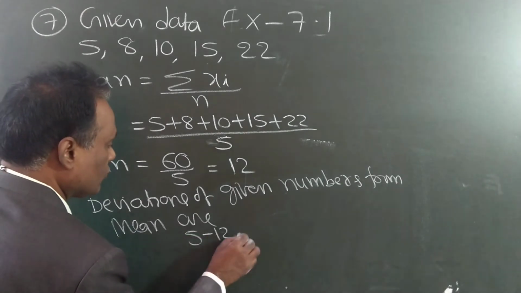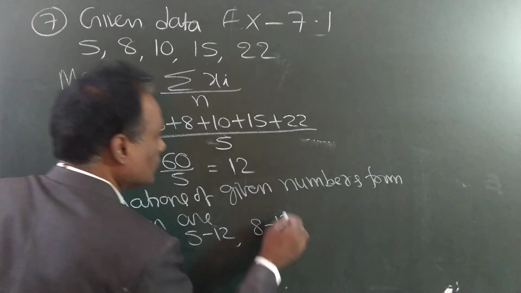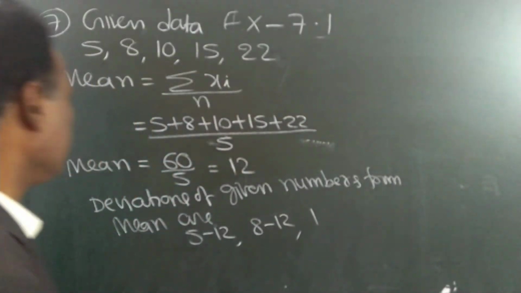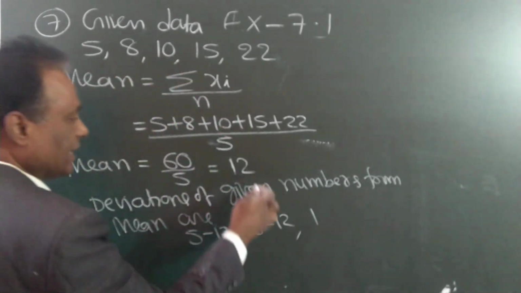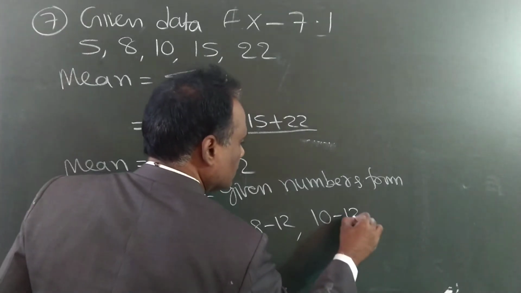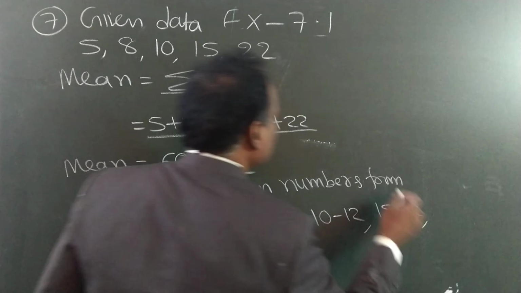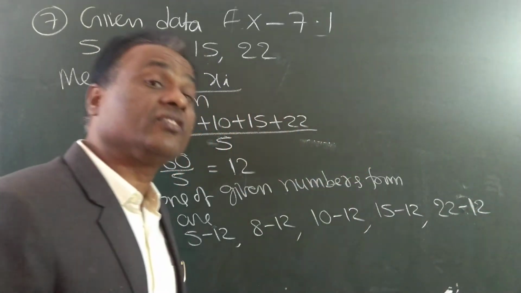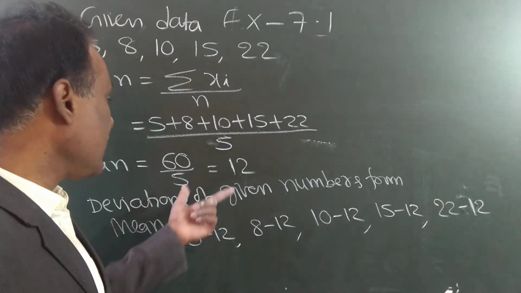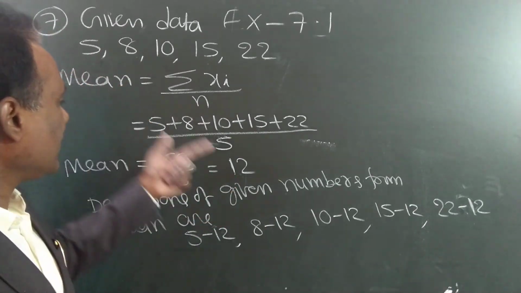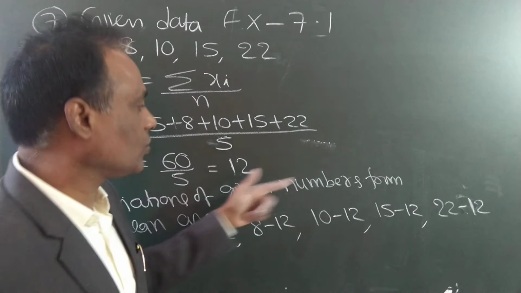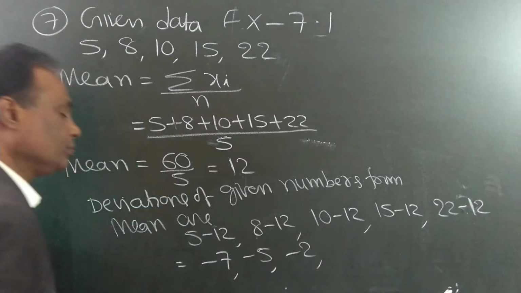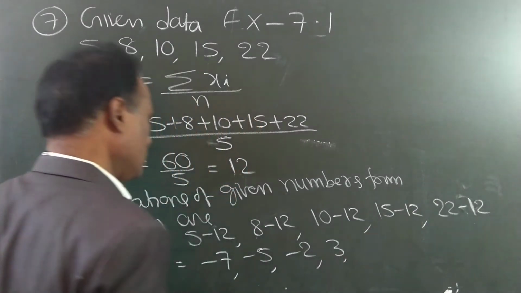See here. 5 minus 12. 8 minus 12. 10 minus 12. 15 minus 12. 22 minus 12. Deviations means minus. Deviation, difference. Difference means minus. Deviations of all the numbers from mean. 5 minus 12, 8 minus 12, 10 minus 12, 15 minus 12, 22 minus 12. This is minus 7, minus 4, minus 2, 3, 10.